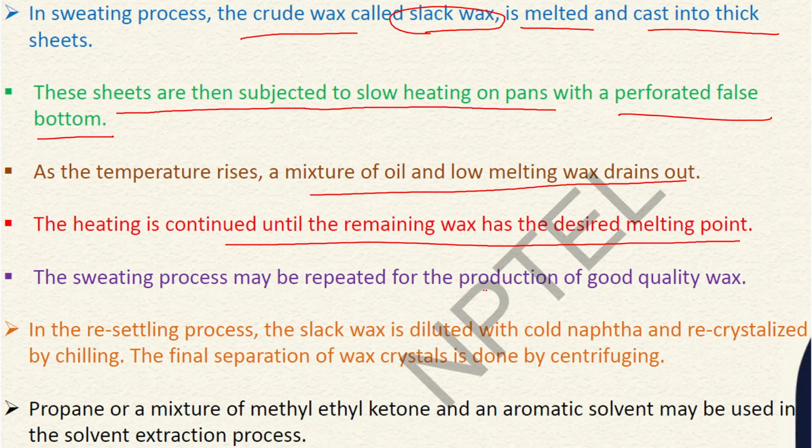The sweating process may be repeated for the production of good quality wax. In the resettling process, the slack wax is diluted with cold naphtha. This melted portion is then diluted with cold naphtha and recrystallized by chilling, and the final separation of the wax crystal is done. The oil gets dissolved in the cold naphtha fraction, and the chilling forms the wax crystals, which are then separated by centrifugation. Propane or a mixture of methyl ethyl ketone or an aromatic solvent may be used in the solvent extraction process.